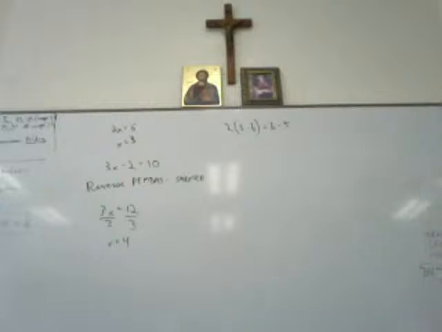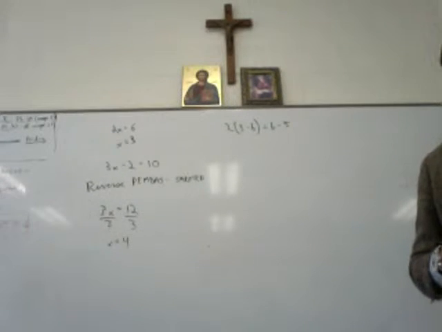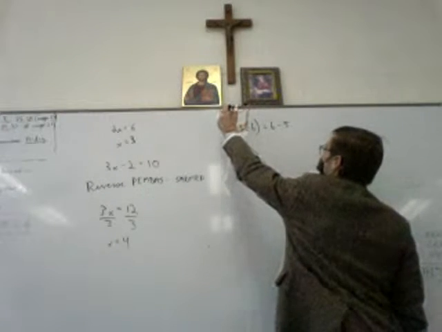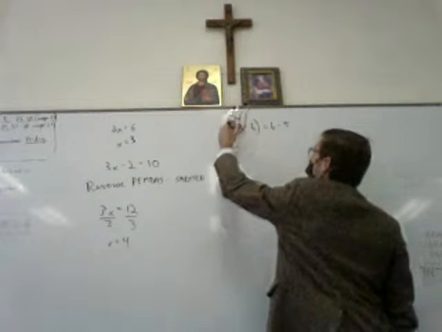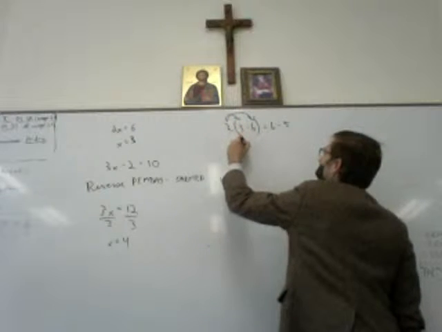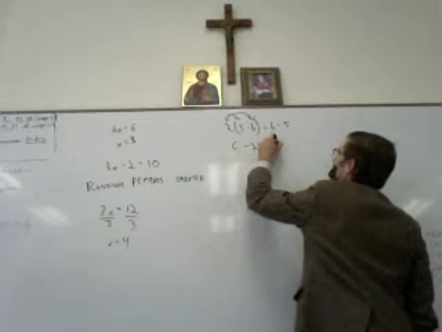How can I get rid of these parentheses here? Any guesses? 2 times 3, and then 2 times negative b. Yeah, so what do we call doing that? Distributing. Yeah, distributing, right. We can distribute out this 2, and that'll let us get rid of the parentheses on the left here. So we do 2 times 3, we get 6. We do 2 times negative b, we get negative 2b. And then b minus 5.